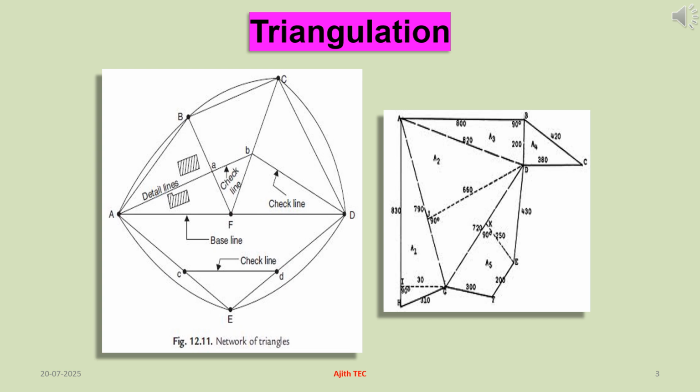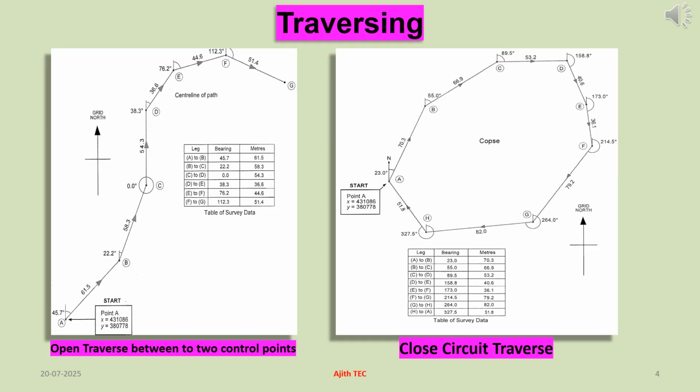In this slide, it is illustrated how to perform triangulation. It is important to note that the selection of baseline, check lines and detail lines are shown here with relevant information. In addition to that, measuring details are also indicated for better understanding of the triangulation method. The traversing method is described graphically for easy and better understanding. Open traverse between two control stations and closed circuit traverse are illustrated with diagrams. Select a suitable method based on the available control stations and the accuracy requirement of the task.